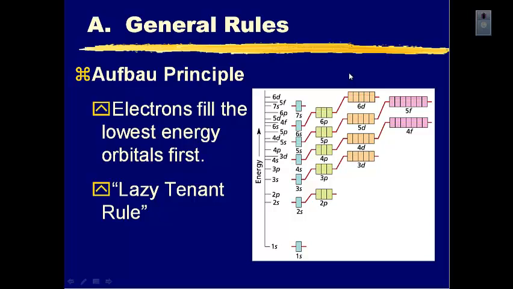The next one is called the Aufbau Principle. That's a German word. I'm not sure my pronunciation is great, but what it means is that electrons fill the lowest energy orbitals first. So remember that with the ones we did, we started with 1s, then 2s, then 2p, then 3s, then 3p, then 4s, then 3d. And that's the lazy tenant rule. The person or the Hogwarts don't want to go up to the next floor unless all of the orbitals are filled, unless all of the hotel rooms are filled.